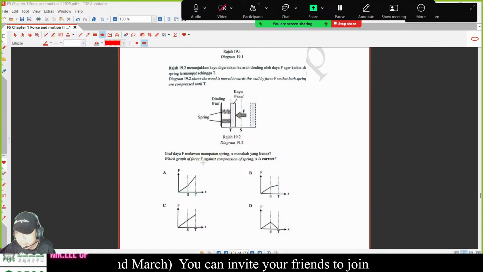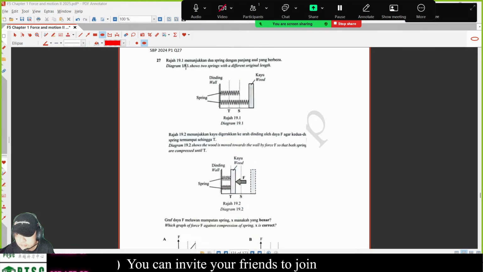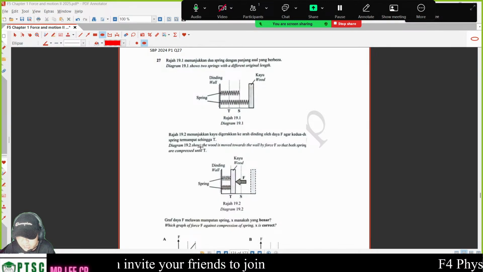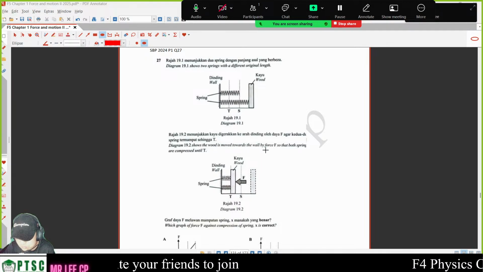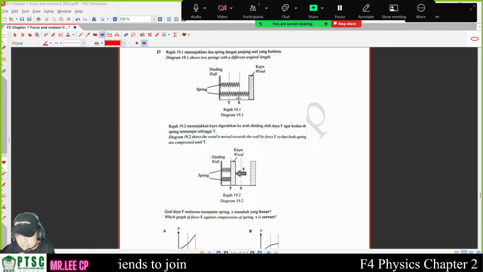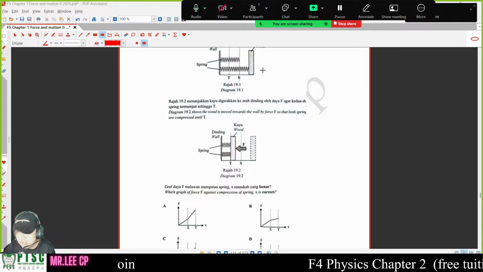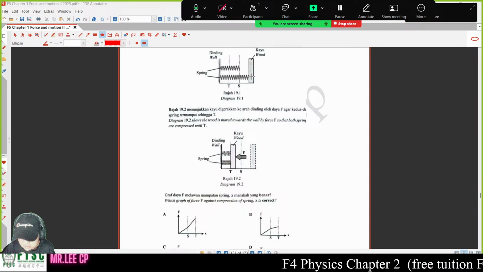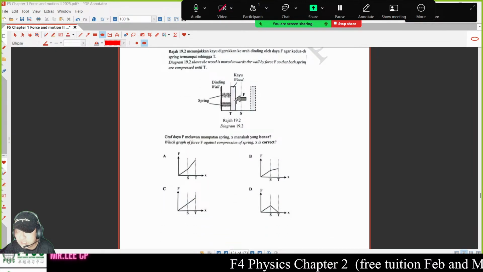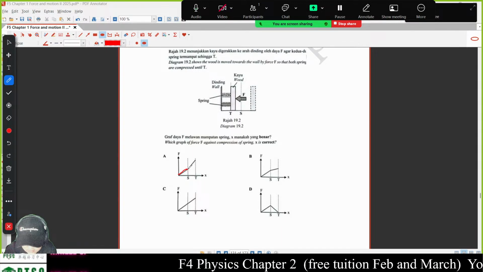Next one. Which graph is correct? The diagram shows two springs that have different original lengths. The wood is moved toward the wall by F so that both springs are compressed. So the long spring is less stiff, so the gradient is less. At first when you press, it is easy. But with two springs together, it is harder, so the gradient will increase later. So the gradient increases, yes, correct.